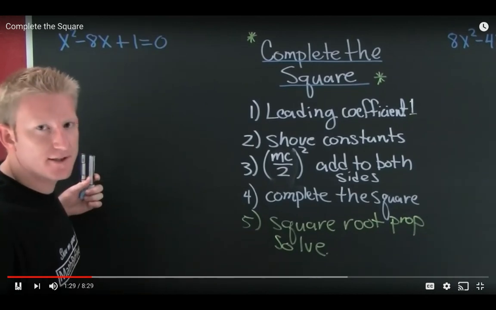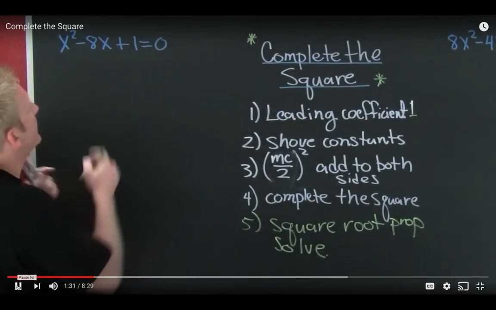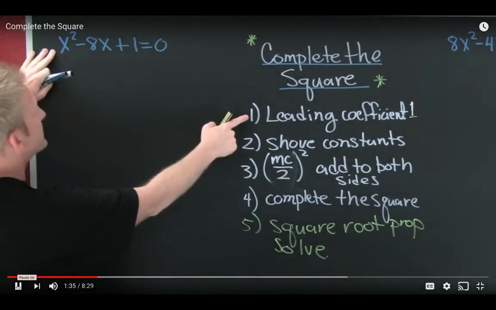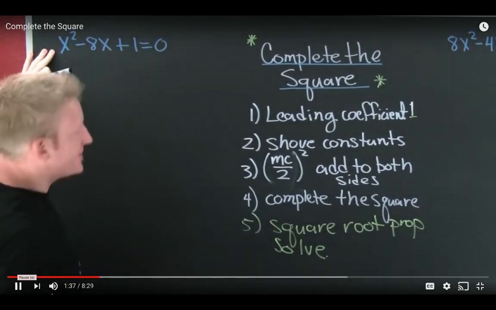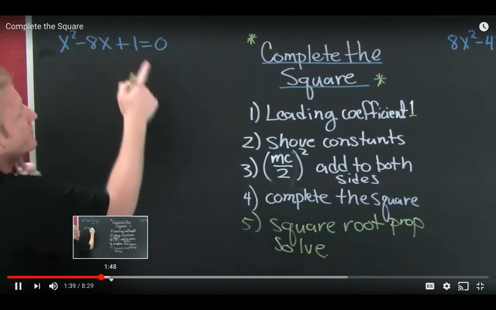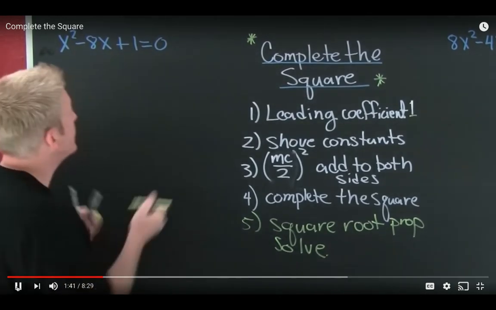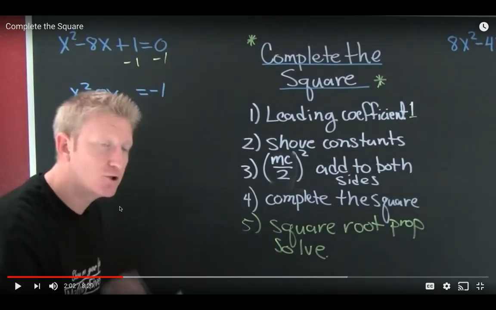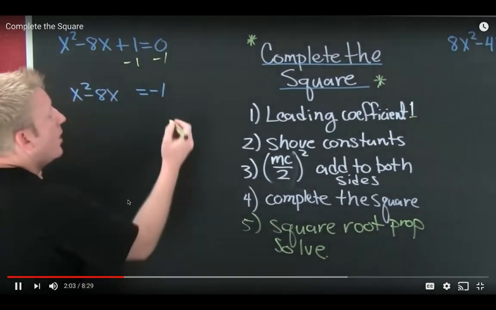Well, I want to take a look at this guy up here. Okay. First, I want to get the leading coefficient to be 1. Is it? It is. Check. Next, I want to shove the constants. What that means is I need to... So he's going to minus 1 to both sides here. Actually do this over on the side.